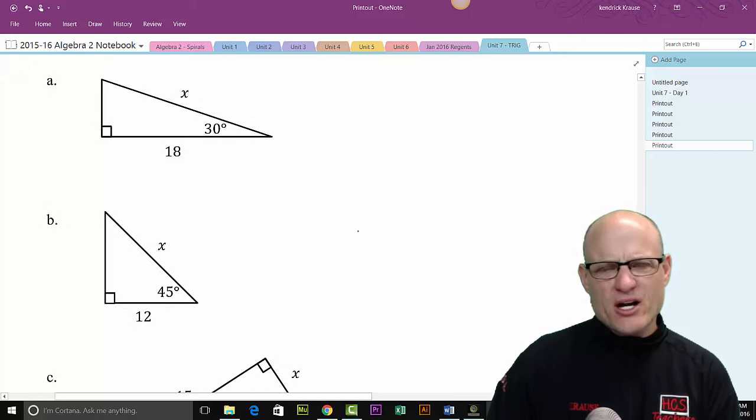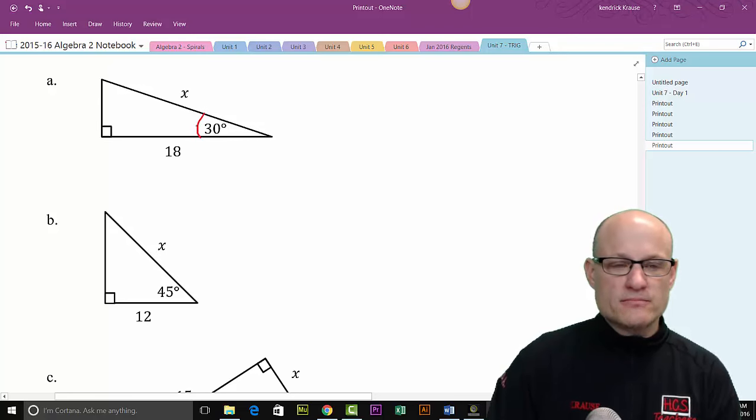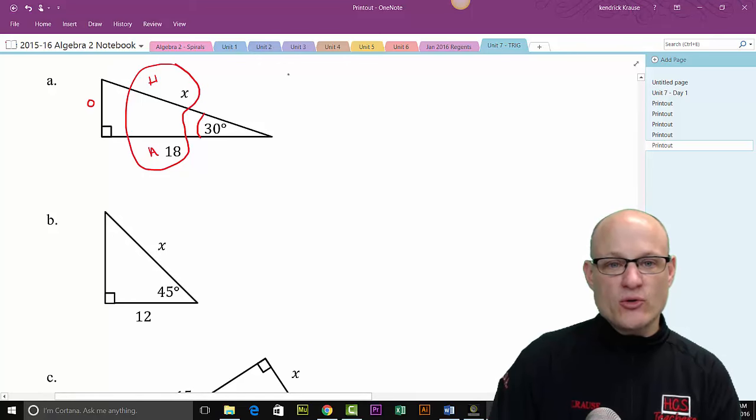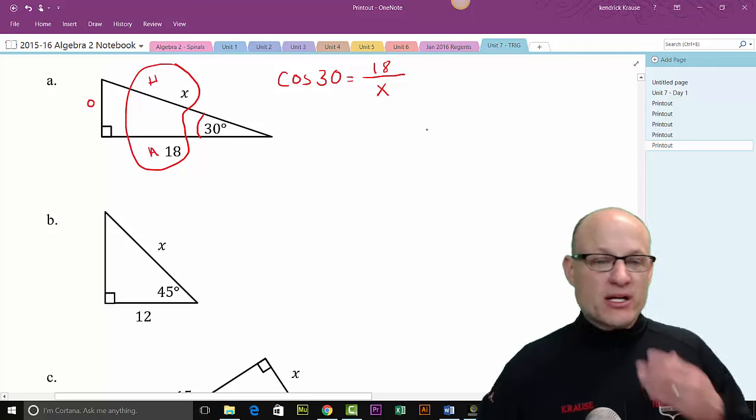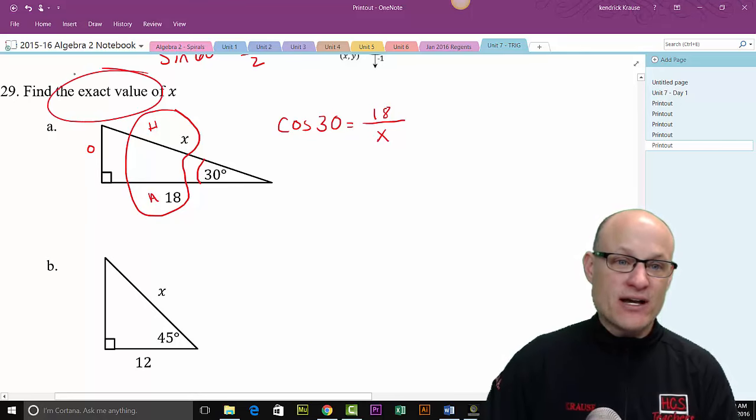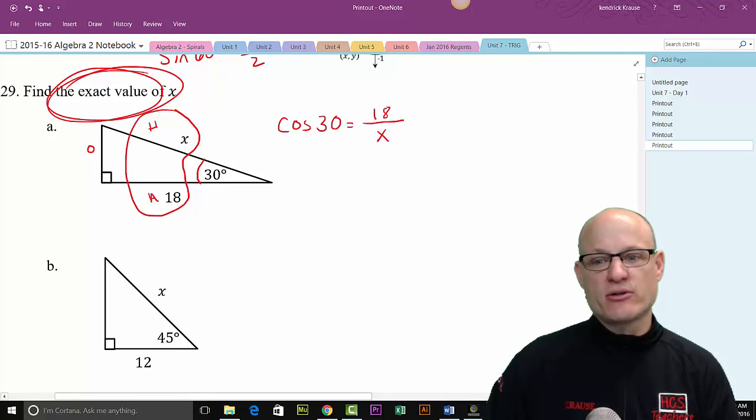So, here's my angle. Opposite, hypotenuse, and adjacent. Which sides are in play? A and H. That's cosine. So cosine of 30 degrees is equal to A over H, 18 over x. Now, because I asked for the exact value, that means don't touch your calculator. You don't need your calculator. But I got to remember.